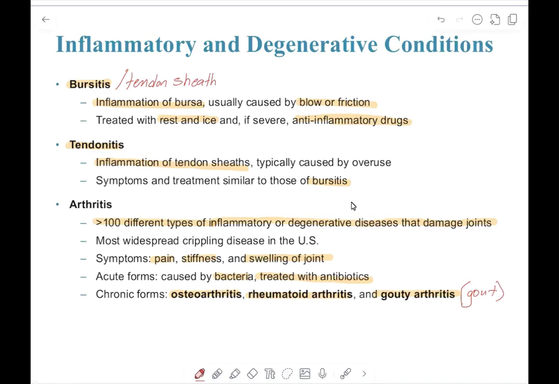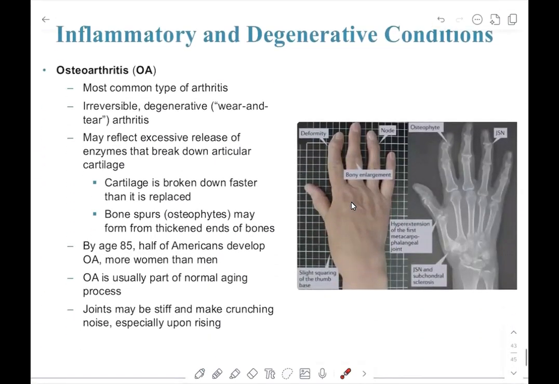And the bursitis also could happen in a tendon sheath as well. Because remember, both the bursa and the tendon sheath are sacs of synovial fluid. The tendonitis, however, would be inflammation of a tendon. The tendon is what's going to anchor the muscle to another muscle, and a ligament is the tendon is going to anchor the muscle to the bone. The next three slides then are going to be on these types of arthritises.